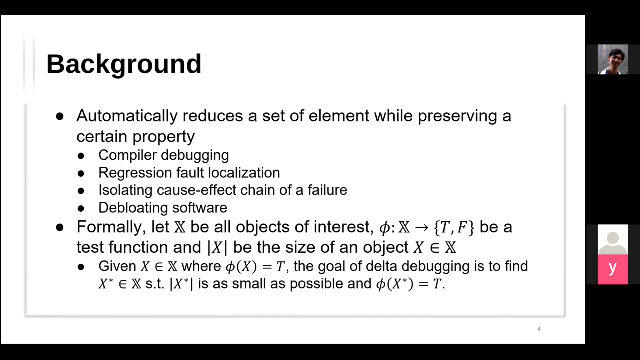Yeah, so the formal definition of it is that given a set of all the objects of interest and a test function, we want to find the smallest possible set which passes the test case as well. So that's a formal definition of delta debugging. Yeah, I think this is a very general one. Maybe later you can provide a more concrete example.